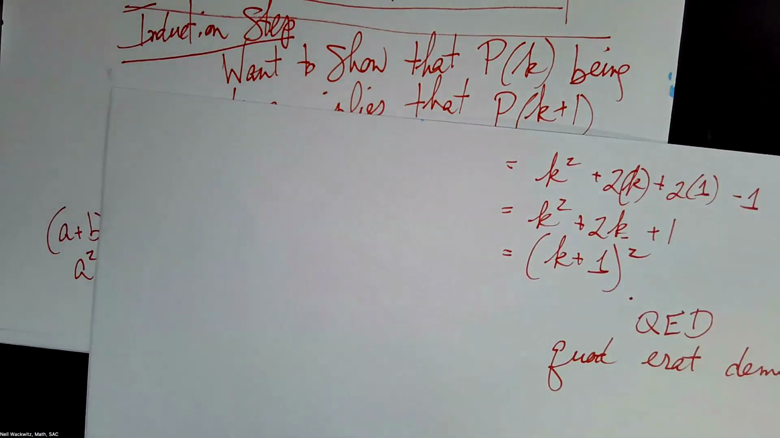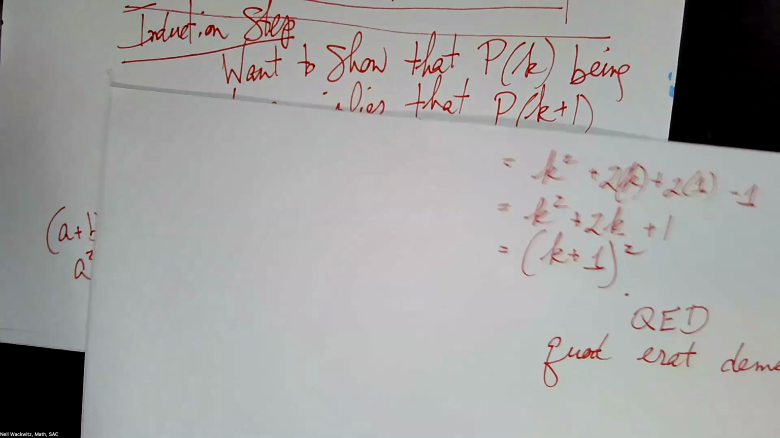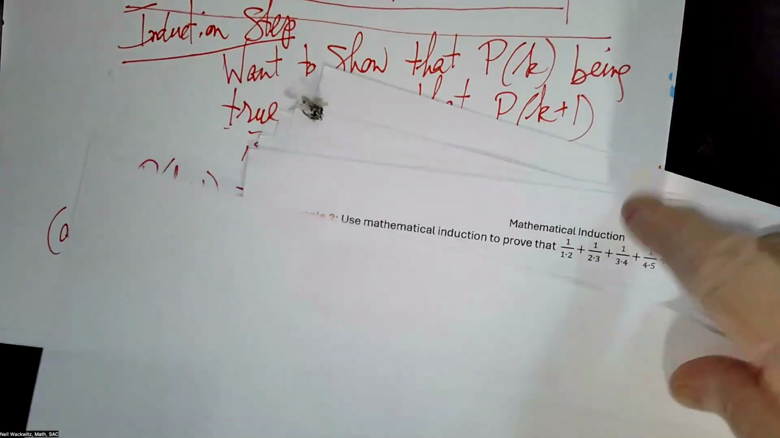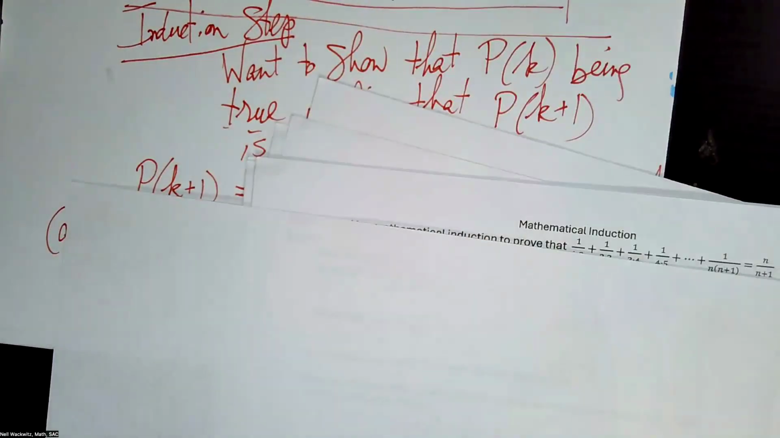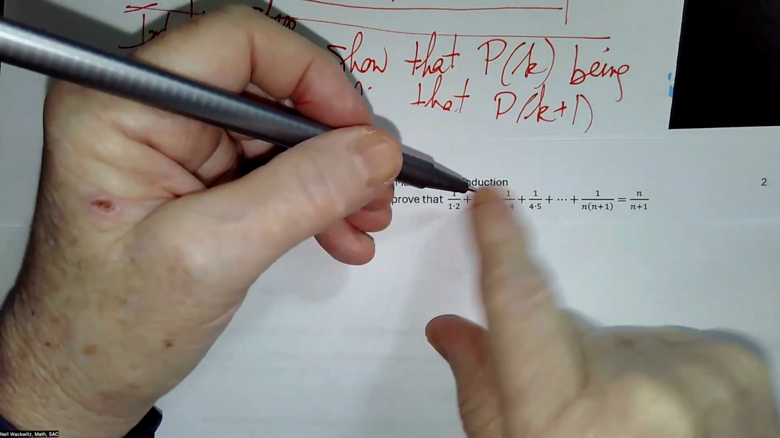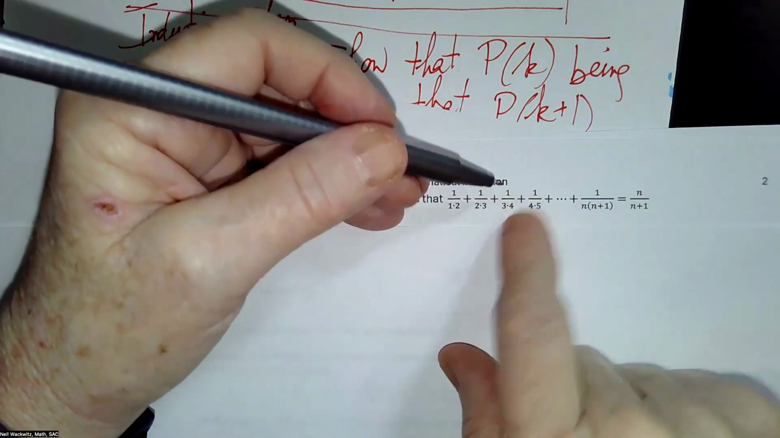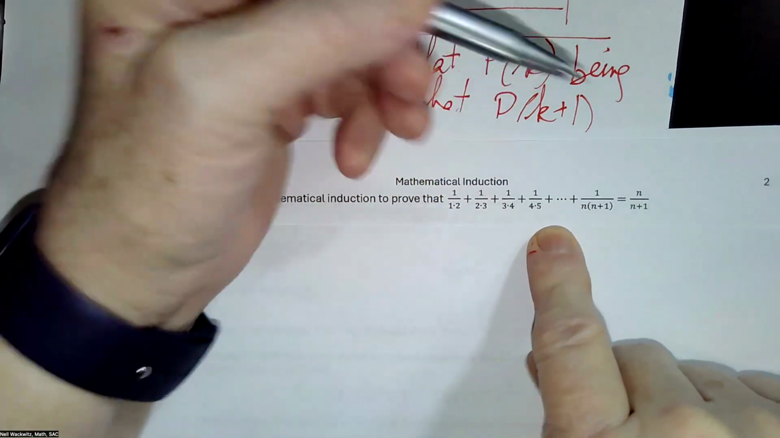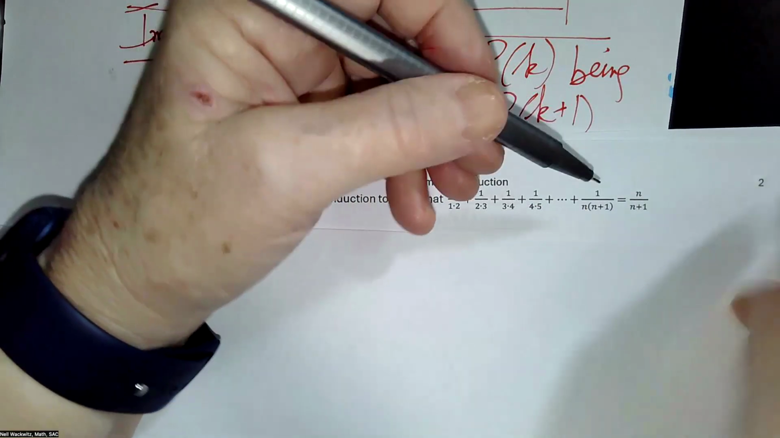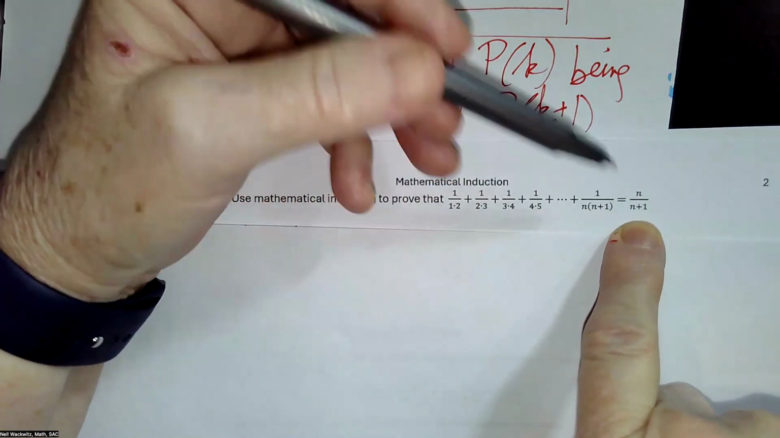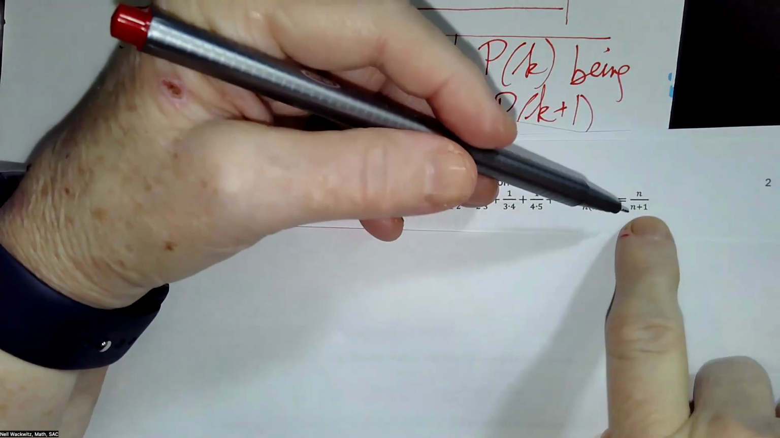Let's try something more exciting. Let's prove that one over 1 times 2 plus 1 over 2 times 3 plus 1 over 3 times 4 plus 1 over 4 times 5, all the way up to 1 over n times n plus 1. We want to show that that whole thing is equal to n over n plus 1.